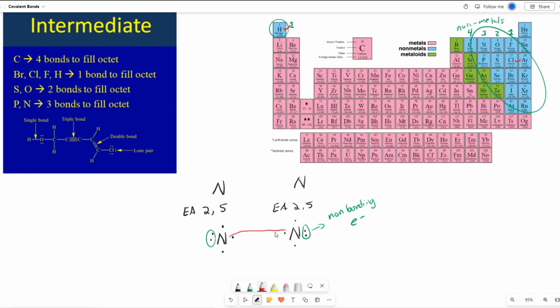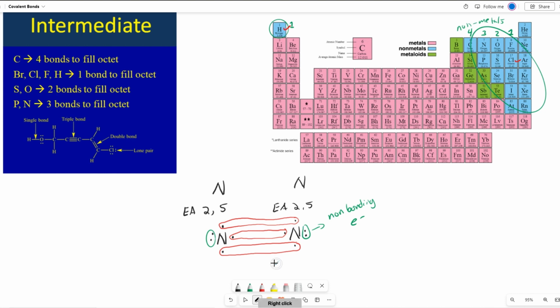So these two can make a bond. These 2 electrons here can make a bond. And these 2 electrons here can make a bond. So you have 3 red circles. Each one of those represents a bond. And you can see that nitrogen wants to make 3 bonds.